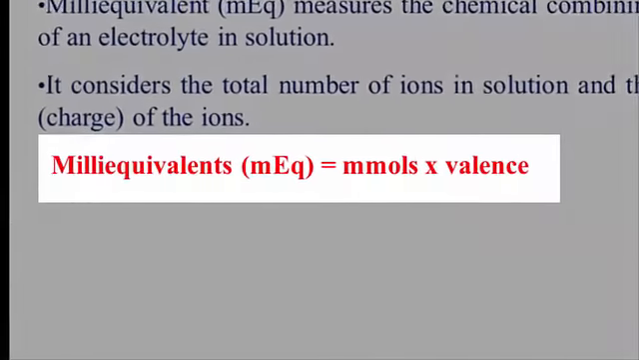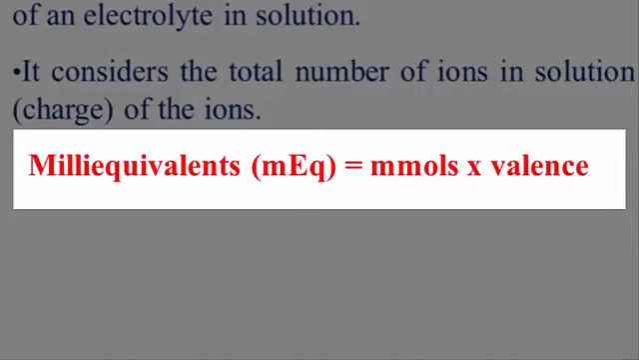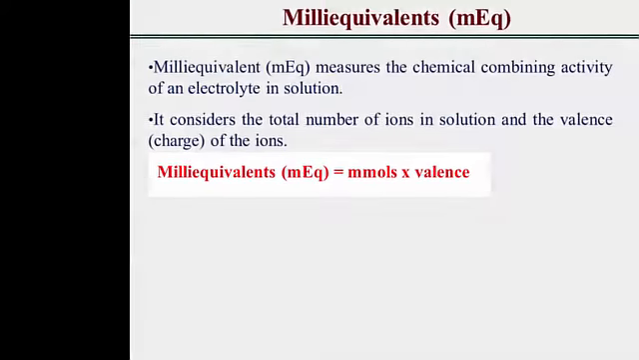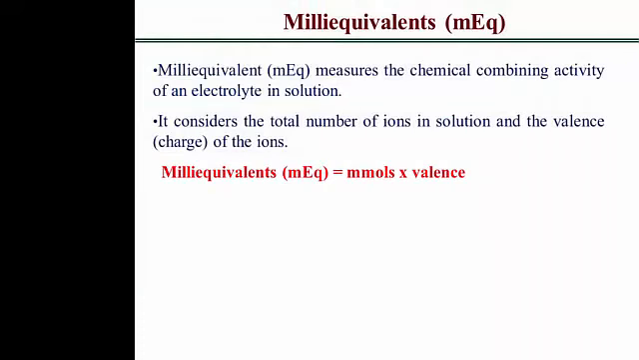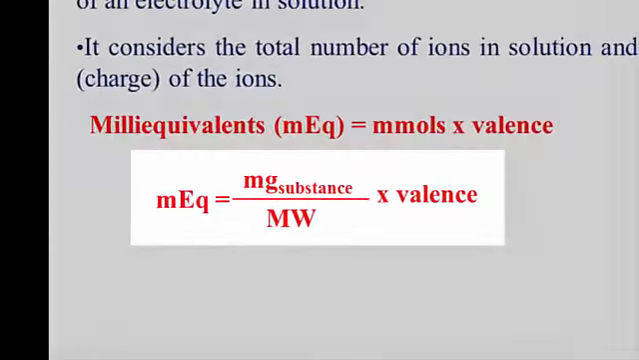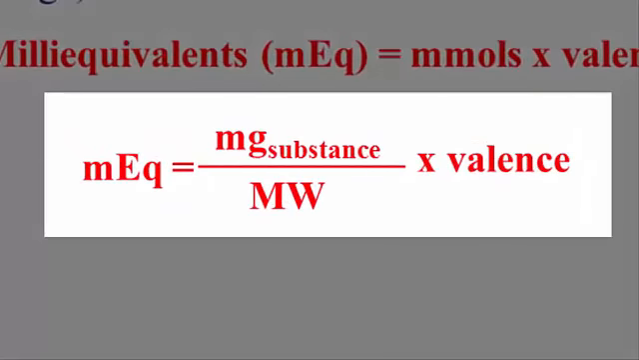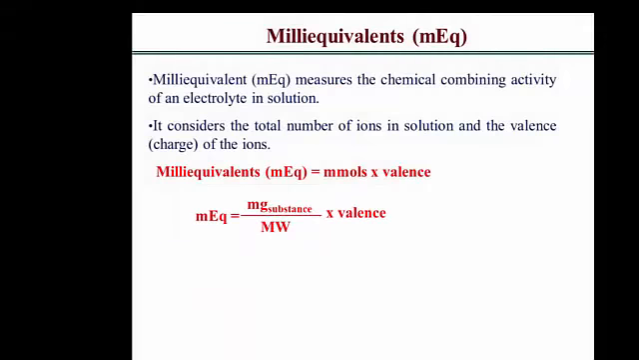First equation: the milliequivalents are equal to the product of millimoles and valence. If you really, truly understand this equation, that's all you need for this kind of computation. The other way you could rewrite this same equation is as the ratio of milligrams of a substance to molecular weight, times the valence. These two equations are essentially the same. The only difference is that the millimoles is now captured as a ratio of milligrams to molecular weight.